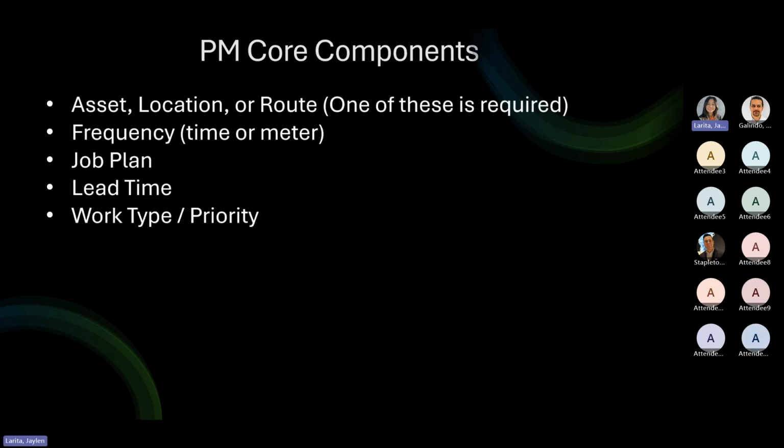And these are your core components for a PM. The key takeaway here is that the PM defines when work happens, whereas the job plan defines what work is done. And that distinction becomes important once we get into sequencing.